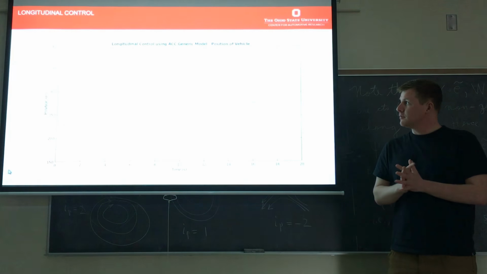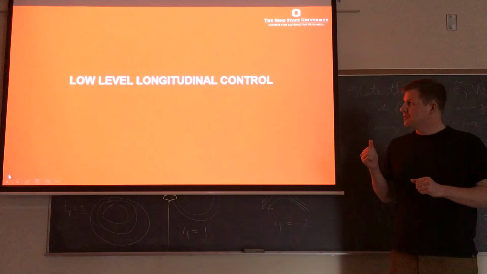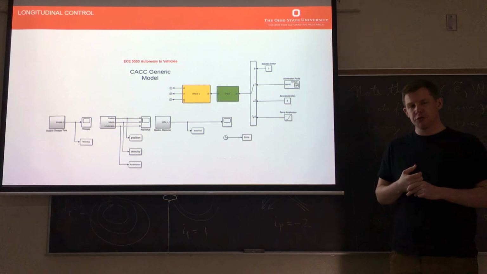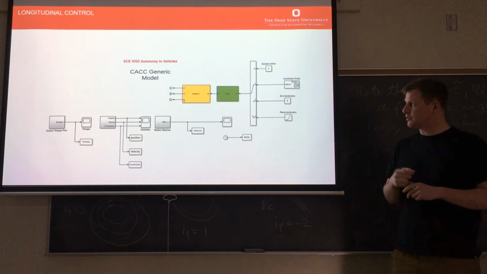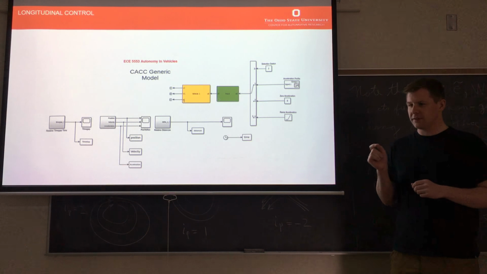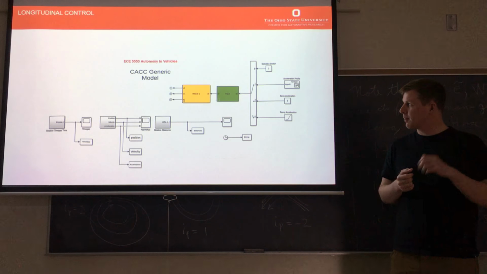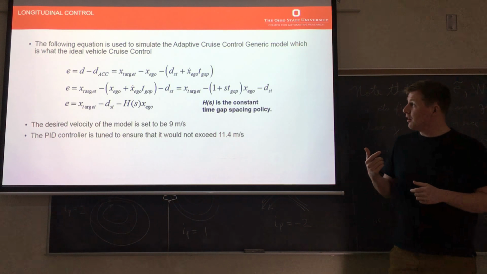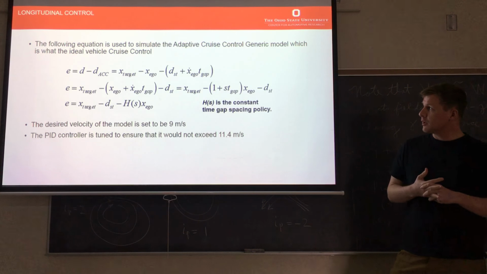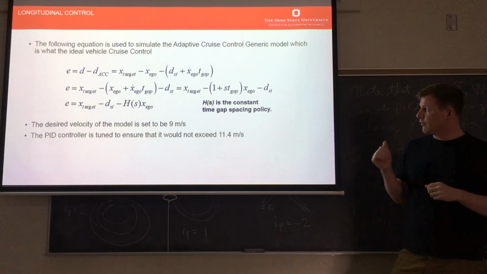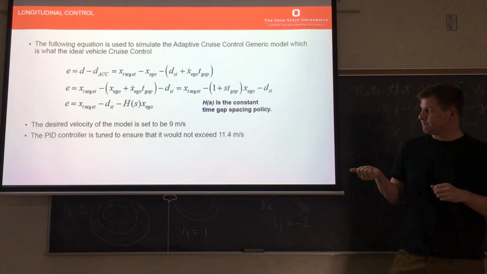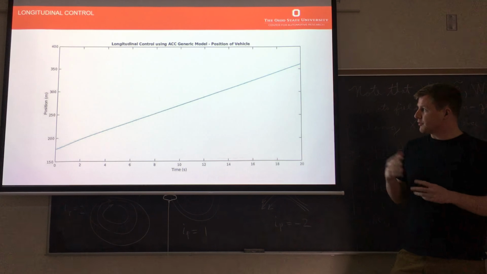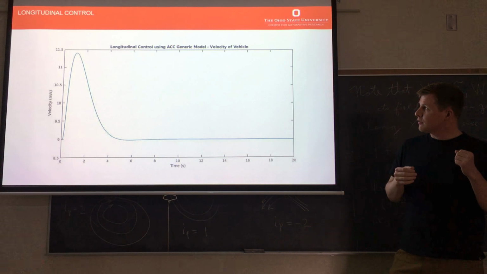Now for low-level longitudinal control, we used the ACC generic model which was provided for us, and we removed the other vehicles and just used the single vehicle to simulate cruise control, adaptive cruise control. Here's the formula which we based it on, which was given to us in class. Now the figures that we received from it were, here's the position tracking showing that the vehicle just increased position. This is our velocity control.